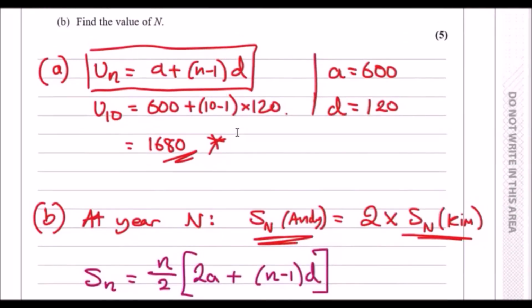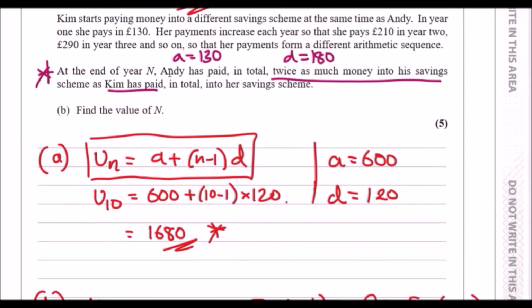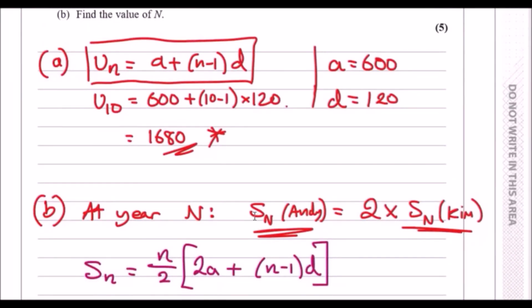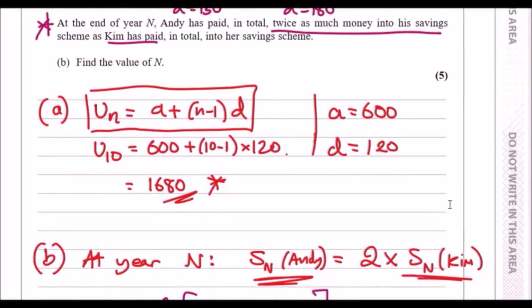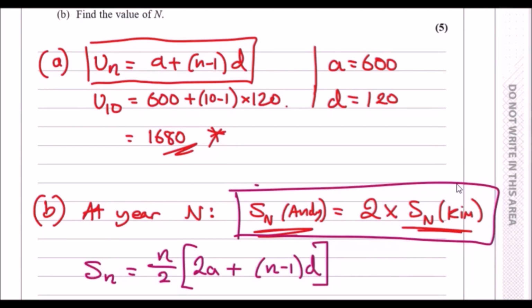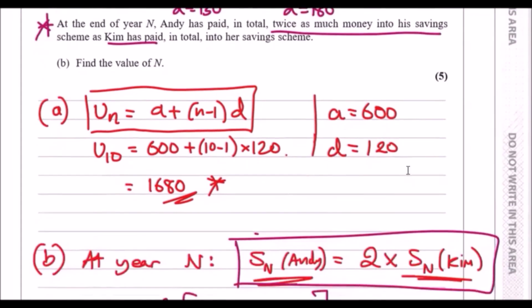So part B, what I said, at year N, we know that Andy paid 2 times the amount Kim paid. So this Sn is the sum formula that I put here. So the total amount Andy paid equals 2 times the total amount Kim paid. Okay, and that's it. So this is pretty much our equation we work with. So all you do here, guys, is literally just find the Sn formula for Andy and the Sn formula for Kim, plug into this formula and solve for N.